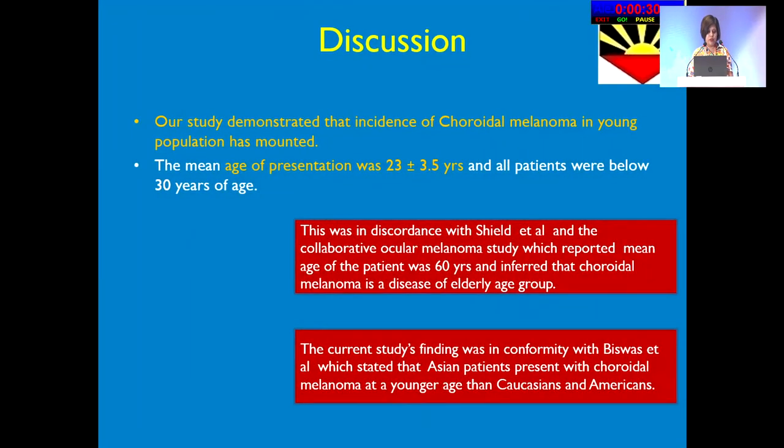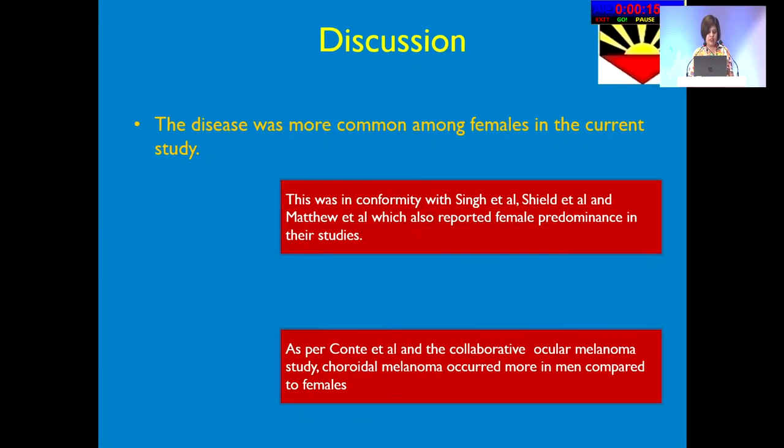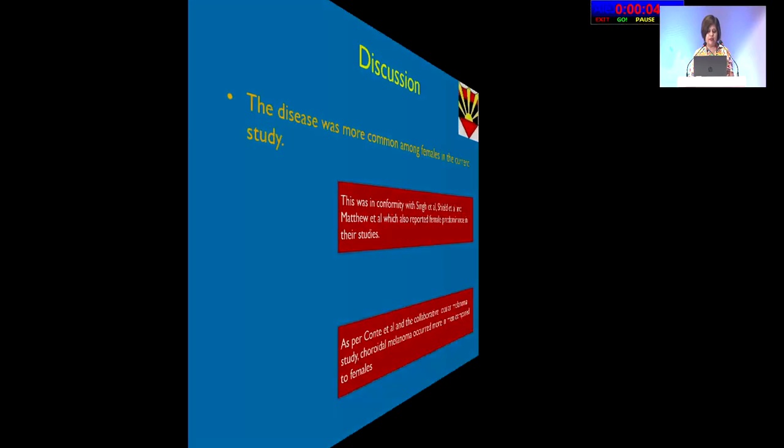So our study has shown that choroidal melanoma in young population has increased, as the mean age of the presentation was 23. So this was not in conformity with Shields et al. However, Biswas et al. reported that Asian patients present with choroidal melanoma at a younger age group. The disease was found more common among females in our study, and this was in conformity with Singh and Shields et al. However, Conte et al. reported that choroidal melanoma occurred more in men compared to females.